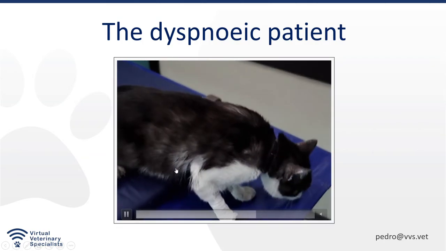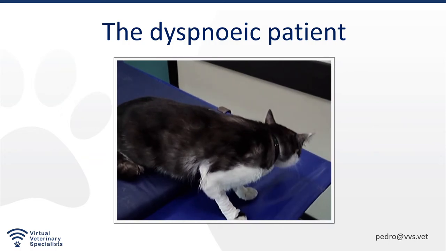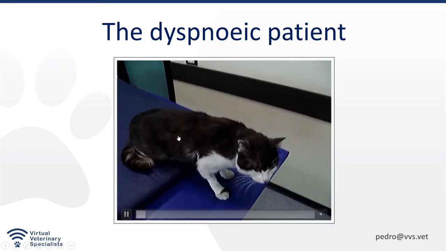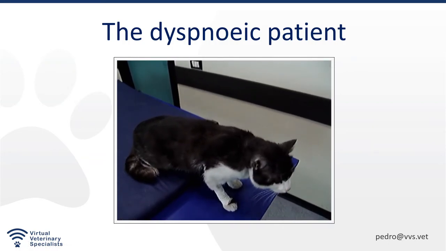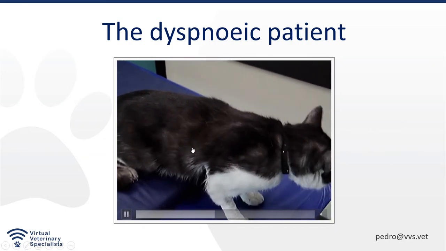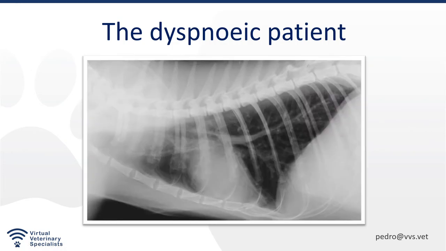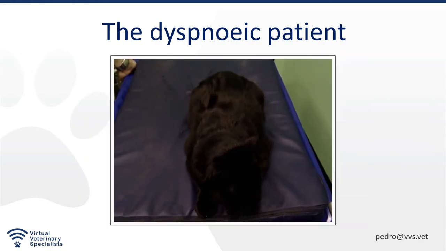It seems like this cat doesn't have a lot of problem getting air inside of the lungs, but expiration takes longer. Okay, so you see the chest expands quickly, and then there's more effort getting air out. And x-rays show that there's some bronchial disease, so consistent with feline asthma.